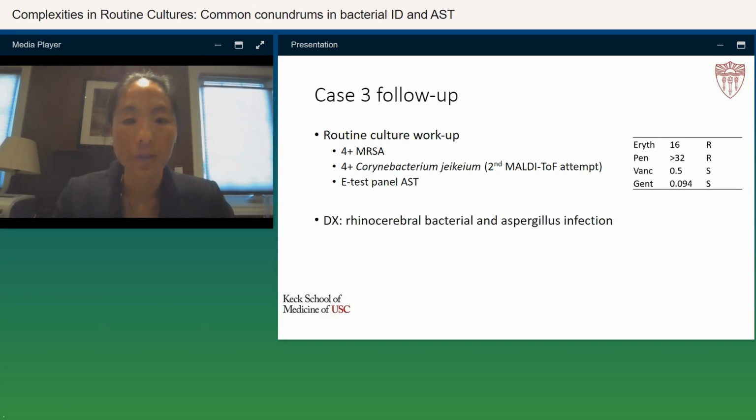So for the clinical team, their diagnosis was more specific now to rhinocerebral, bacterial, and Aspergillus infection. And thanks to all the collaboration and good work on the laboratory and pathology side, the therapy was tailored to the patient. Vancomycin, which would cover MRSA and the Corynebacterium JKM beautifully, and then the voriconazole for the Aspergillus niger infection.